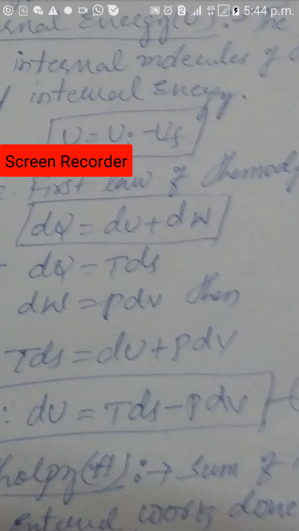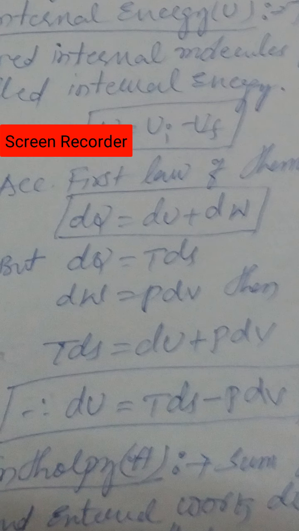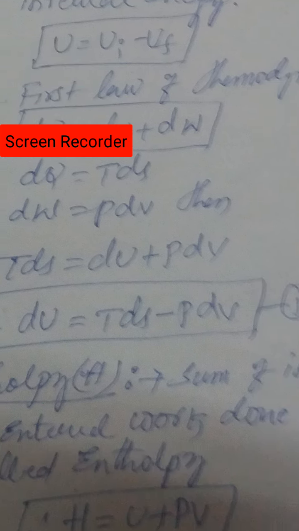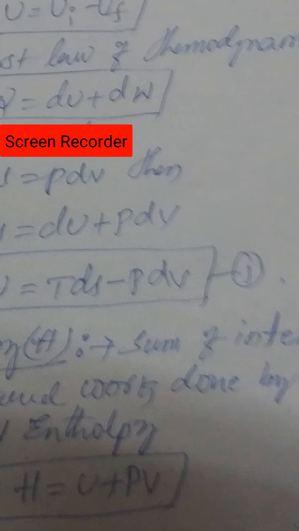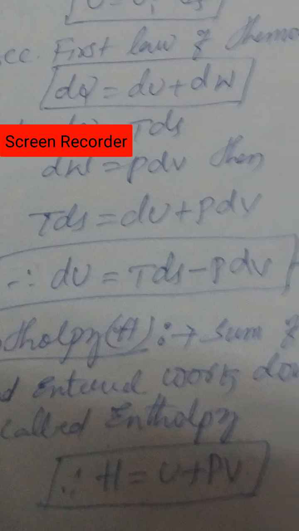So according to this, let us determine du. du is equal to TdS minus pdV. This is equation 1. This is the small change of internal energy of the system.